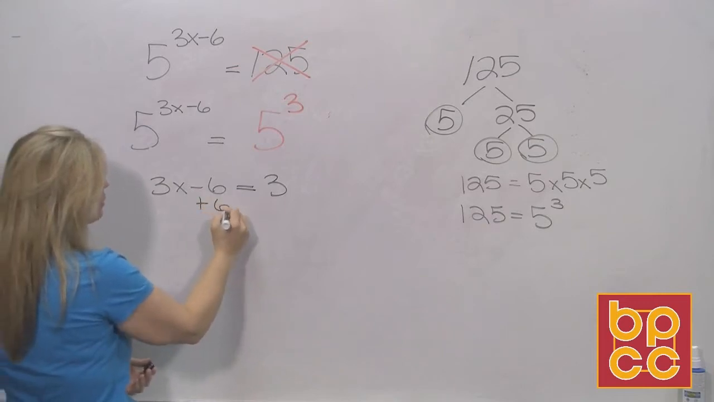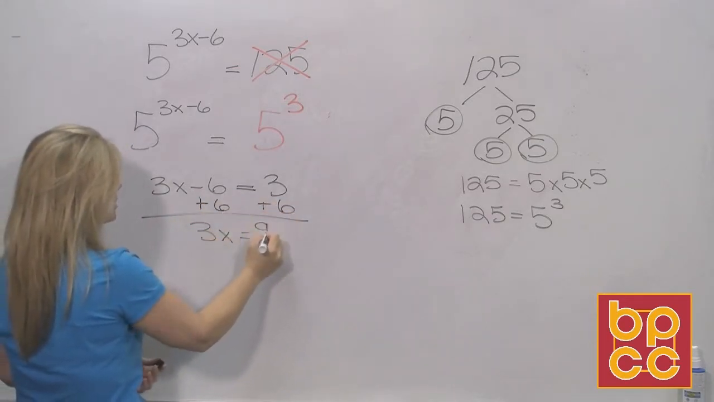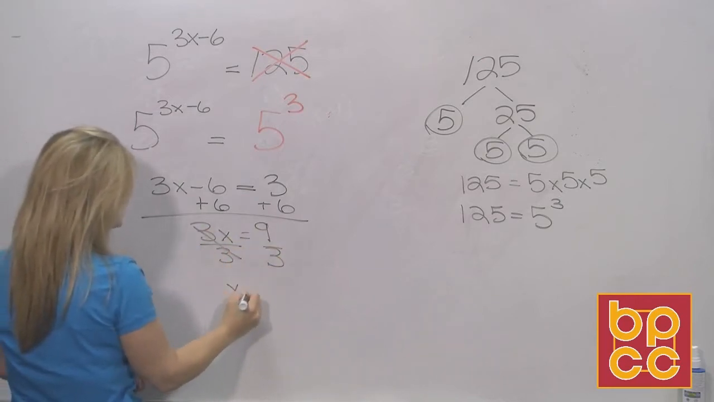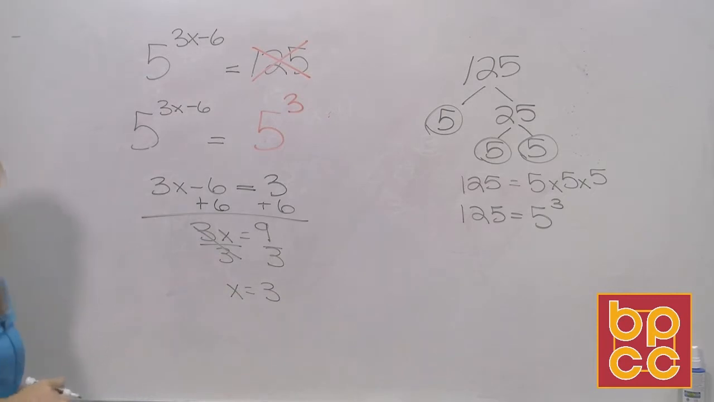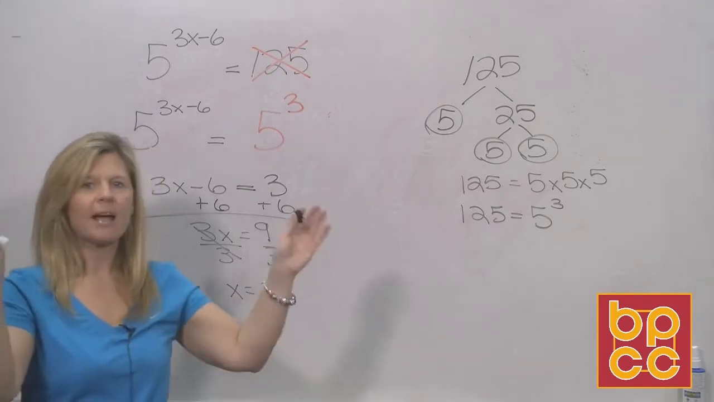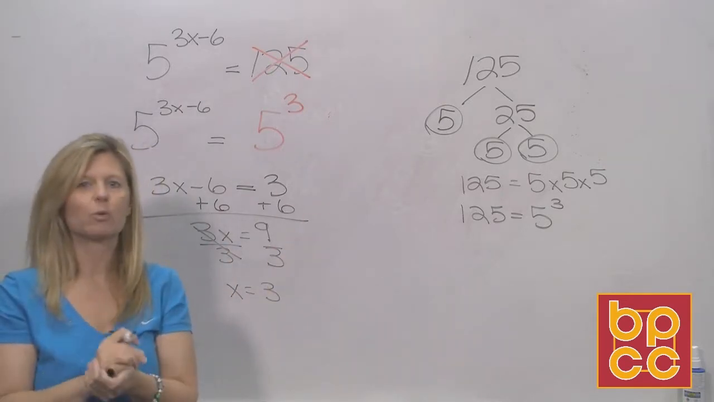So we're going to solve it. We're going to add 6. 3x equals 9. We're going to divide by 3, and x equals 3. See how easy that was? So now you have the procedure to solve an exponential equation. You get the bases to be the same, and then you set the exponents equal to each other.